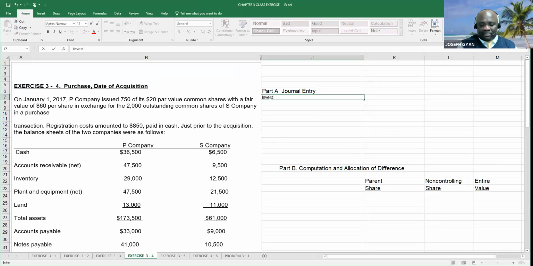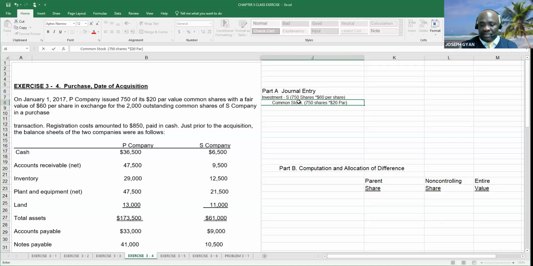We debit the investment, right? Because we are investing money in what? In S company. How much investment are we making? We are exchanging 750 shares times the market value of the share, which is $60 per share. We are giving them common stock, not cash, in that exchange. We are giving them the common stock, which is the 750 shares times the par value of $20.